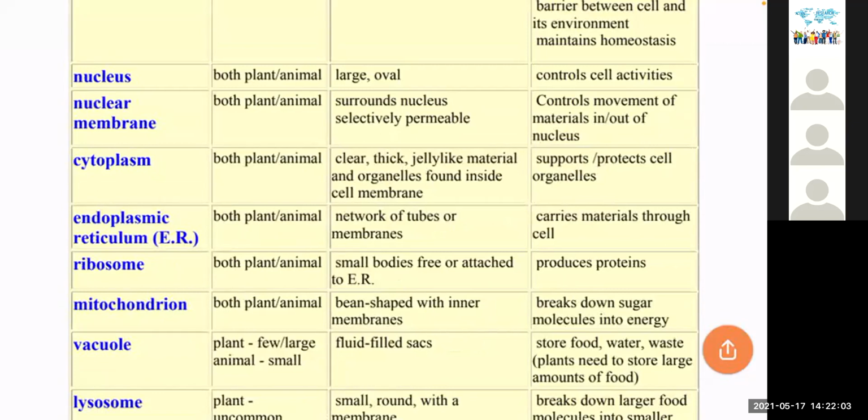Can anyone tell me why its function as ribosomes is that they produce proteins? Why is that? What qualifies ribosomes to produce proteins? Anyone to think through with that? Polypeptides. No, my question is, what qualifies ribosomes? One of the functions of ribosomes is that they produce proteins. So I'm asking, what is it about ribosomes that its function is to produce proteins?